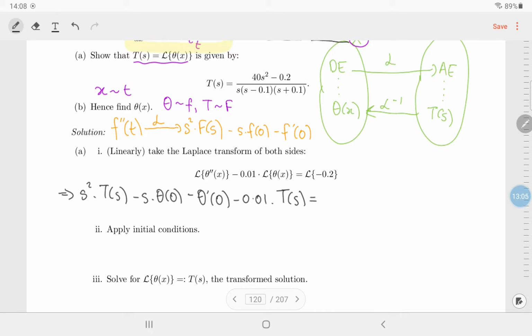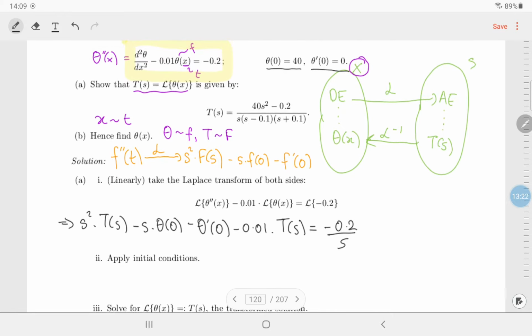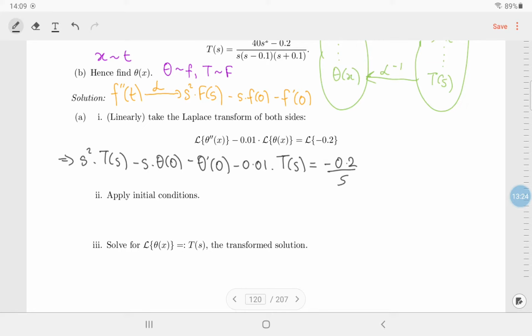Equal to, what's the constant going to be sent to? The L of minus 0.2, well, we saw that in the previous page. A constant gets sent to constant over s. So minus 0.2 over s. That's the first step. Second step is to apply the initial conditions. So theta of 0 is 40. So let's go on that.